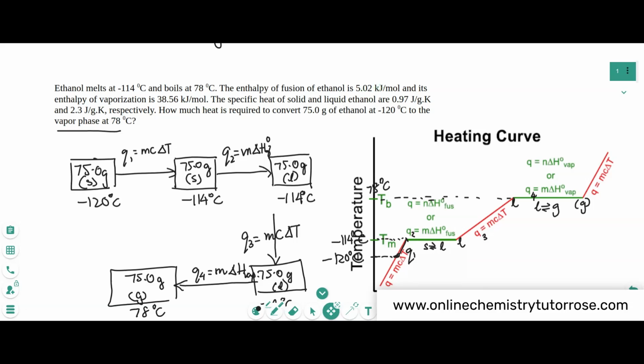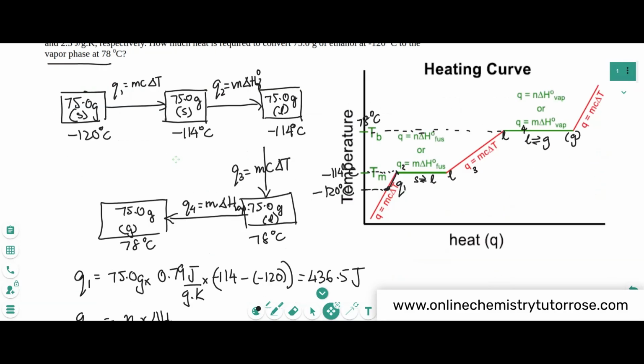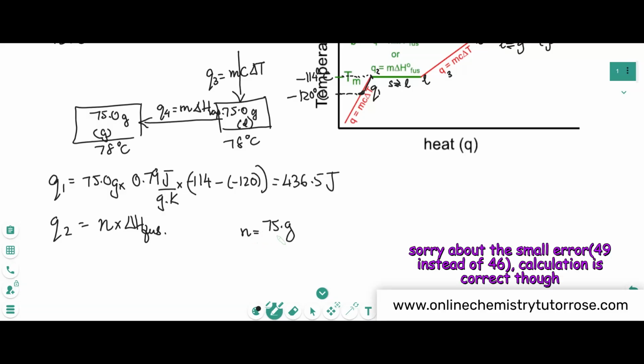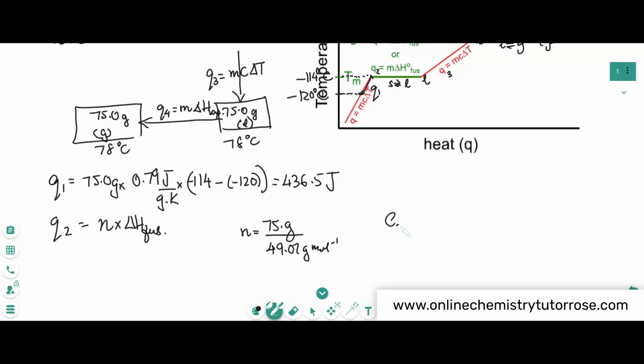Because enthalpy of fusion is given in kilojoules per mole, as well as vaporization, I would multiply the moles with the kilojoules per mole. So for this, I'll need to find the moles of ethanol in 75 grams of ethanol. That is the mass divided by the molar mass. The molar mass of ethanol is about 46.07 grams per mole, which you can calculate because this is ethanol's molecular formula. You have 2 carbons, 6 hydrogens and 1 oxygen, their masses adding up to 46.07.